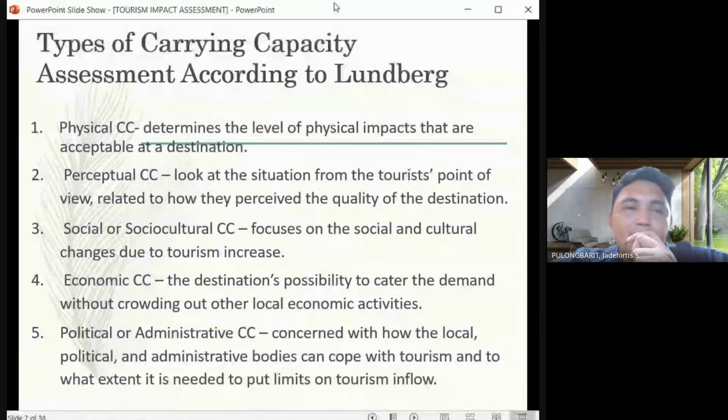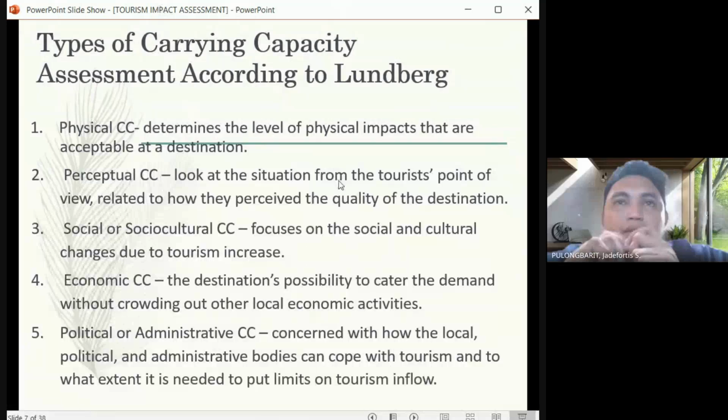And then the political or administrative CC, concerned with how the local political and administrative bodies can cope with tourism and to what extent it is needed to put limits on tourism inflow. So that is political carrying capacity. So paano nako-cope up po ng administrative bodies, or based on their law, yung total limit ng tao dun sa destination. Ano yung kanilang magiging actions, paano nila ma-handle yung ganung situation. That is political or administrative CC.